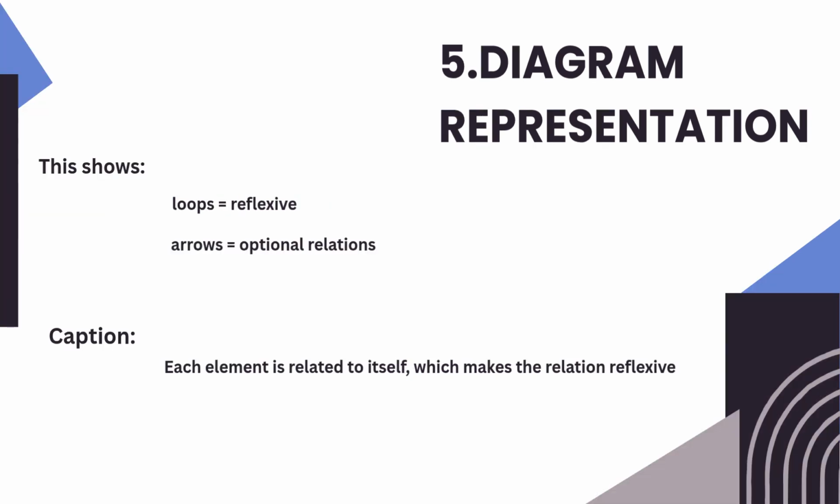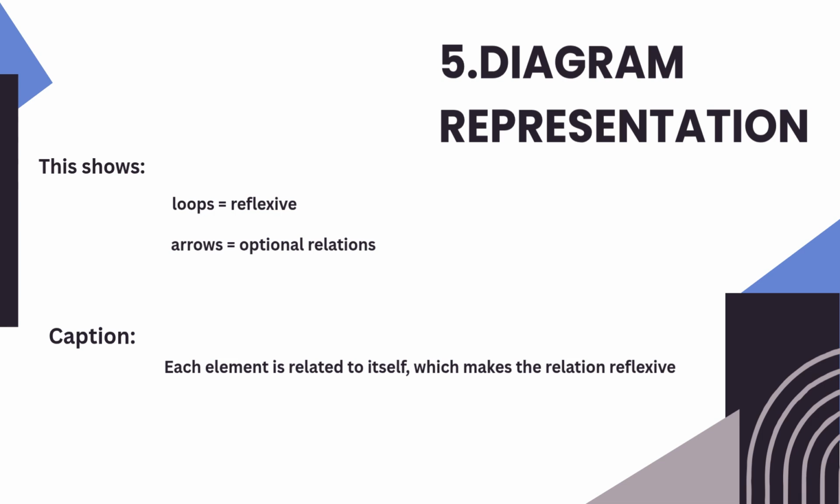This diagram represents a reflexive relation. The loops show that each element is related to itself, which is the key feature of reflexivity. The arrows indicate optional relations between different elements. So overall, the diagram helps us clearly visualize how every element connects back to itself in the relation.